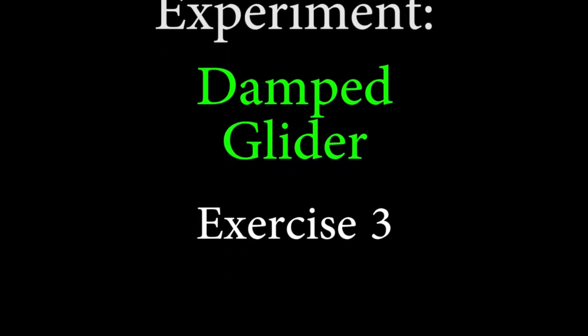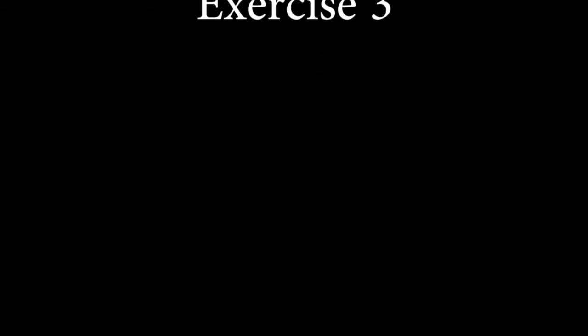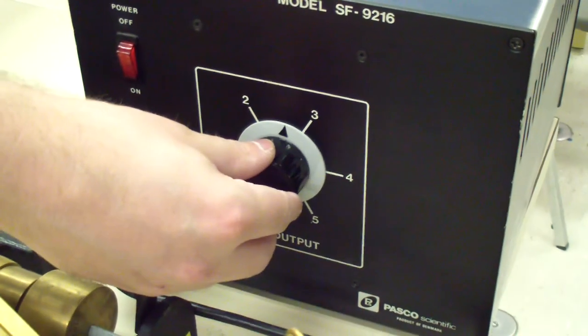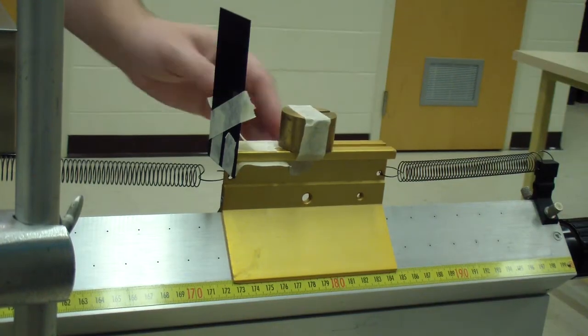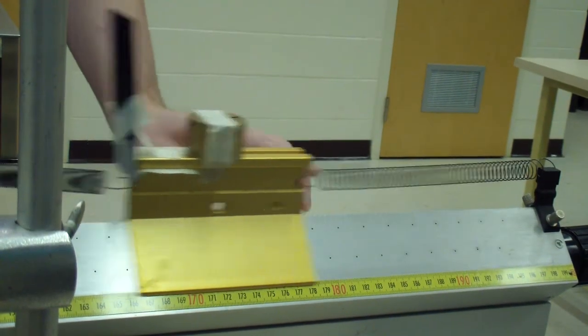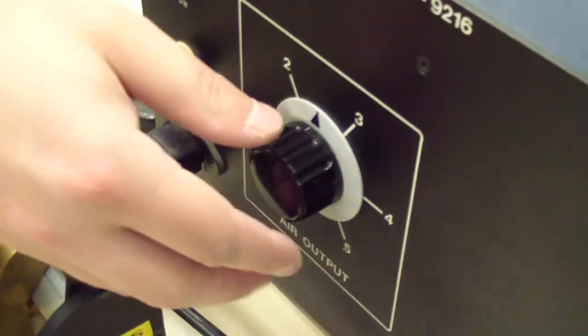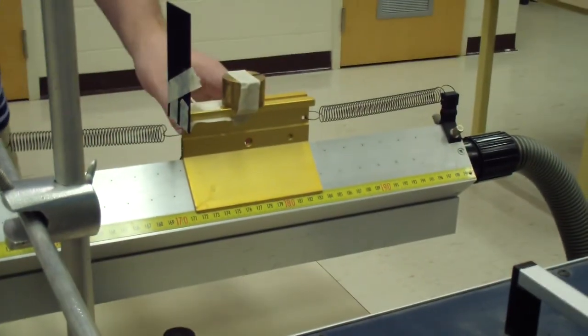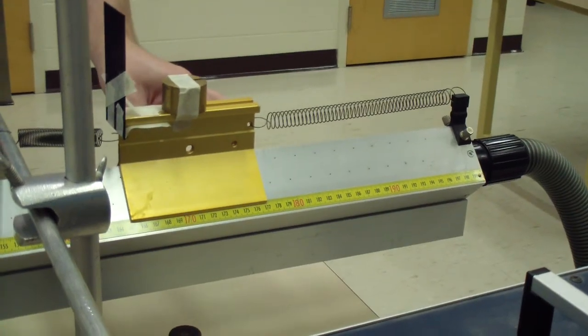In exercise 3, we'll be comparing critically damped and overdamped oscillatory systems. Adjust the air pressure to achieve critical damping. Once you're as close as possible, record the motion using Data Studio. Adjust the air pressure again, this time such that the system is overdamped. Again, record the motion using Data Studio.